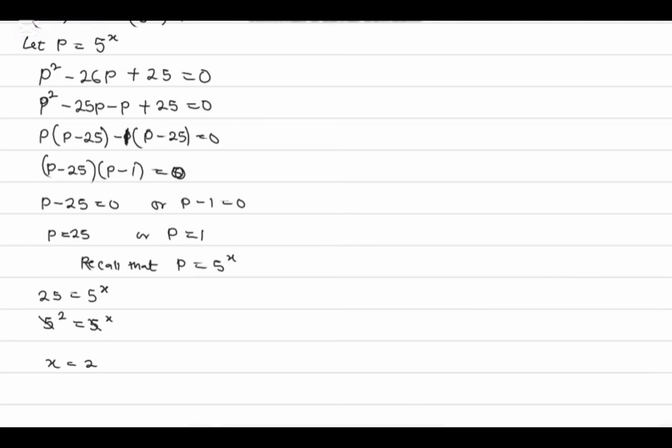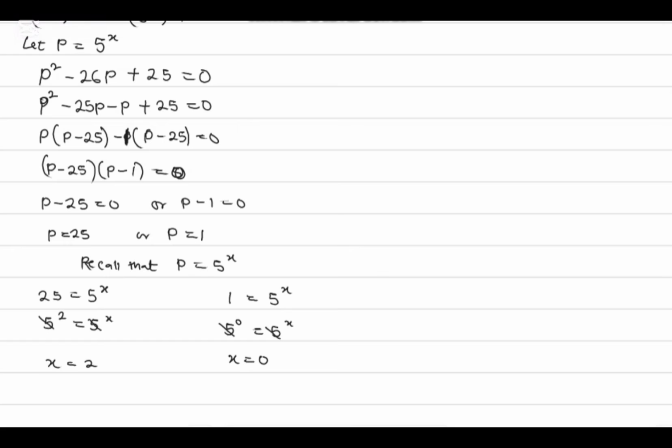Or when p is 1, we can say 1 is equal to 5 raised to power x. And that 1 is same as 5 raised to power 0. Mind you, I use 5 raised to power 0. I can use any other number, but in this case I must use 5 because it is 5 raised to power x I have. I want them to have common base. Eliminate the common base, now I get that x is equal to 0. And so that's that about that.